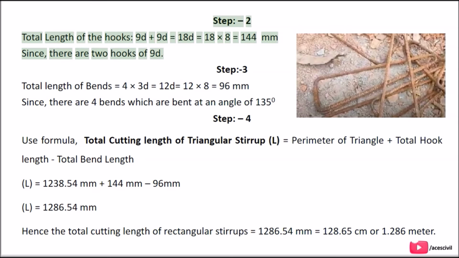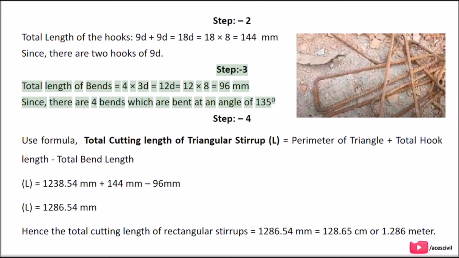Step 2: total length of the hooks, 9d plus 9d equals 18d equals 18 times 8 equals 144 mm, since there are 2 hooks of 9d. Step 3: total length of bends equals 4 times 3d equals 12d equals 12 times 8 equals 96 mm, since there are 4 bends which are bent at an angle of 135 degrees.